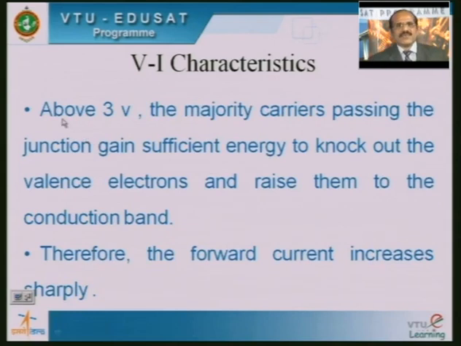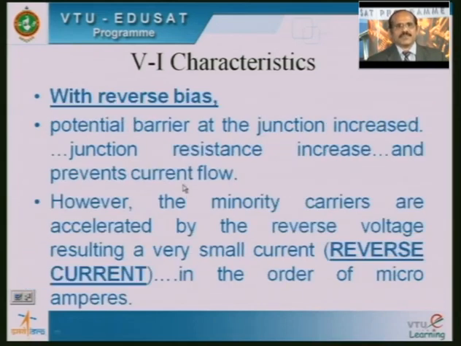Once the forward voltage exceeds the 3 volts, the majority charge carriers passing the junction gain sufficient energy to knock out the valence electrons and raise them to the conduction band. Therefore, the forward current increases very sharply.